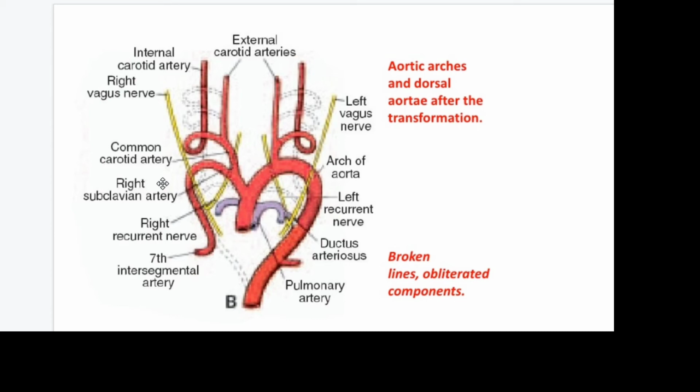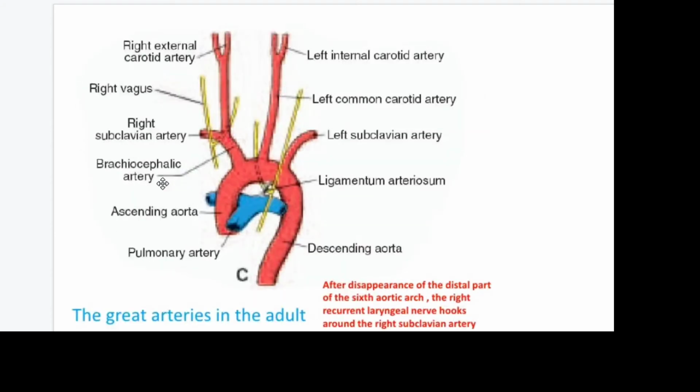In the adult we can see the carotid and we can see the nerves: on the left side the recurrent laryngeal nerve is under the ligamentum arteriosum. Why? Because the distal part of the sixth aortic arch formed the ductus arteriosus, which, as the baby is born, gets constricted and forms the ligamentum arteriosum, and the recurrent laryngeal nerve runs under it. On the right side, it runs under the subclavian artery.